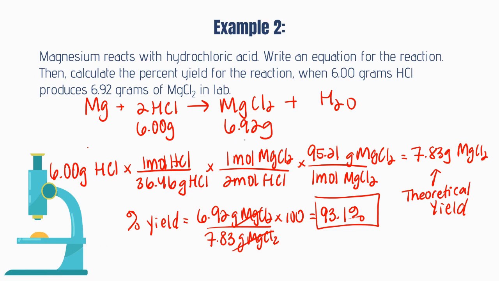The 6.92 grams of magnesium chloride, this would be my actual yield here. So I've got my actual yield given to me. I'm going to use the grams of hydrochloric acid and convert it to get my theoretical yield. So you can see I used molar mass, molar ratio, molar mass again, and I ended up with 7.83 grams of magnesium chloride. I plugged my theoretical yield into my equation, and I got 93.